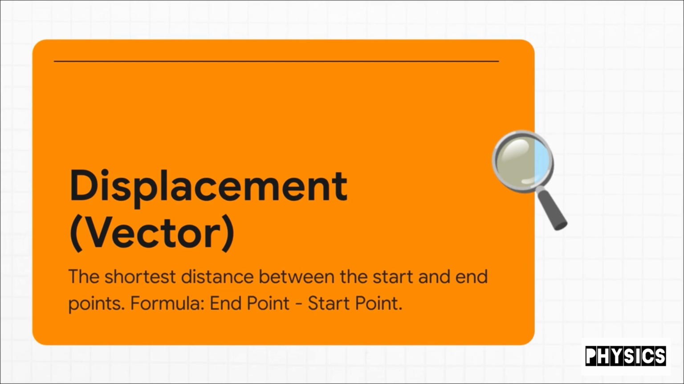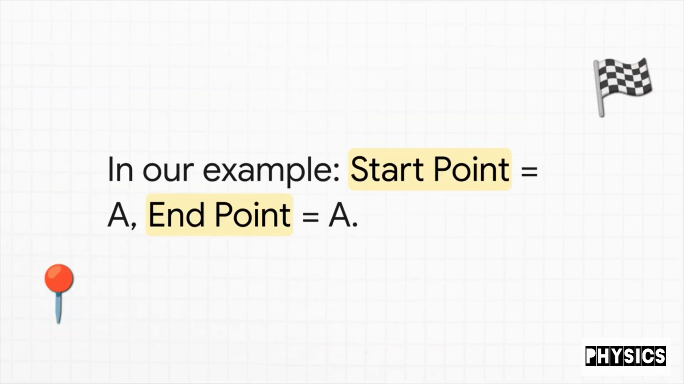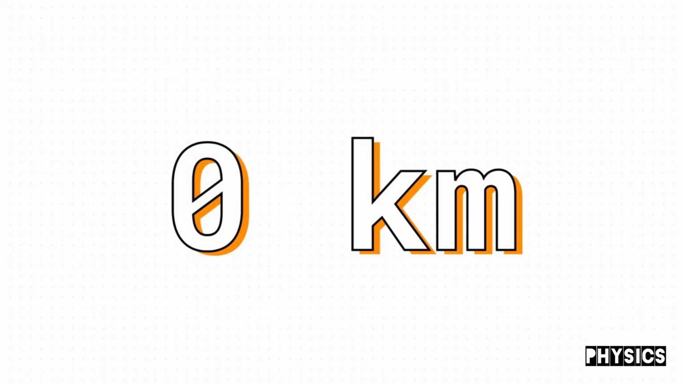Displacement is a vector quantity, which means direction is everything. It honestly doesn't care how long or winding a path you took. It only focuses on one thing. The shortest straight-line path from your starting point to your ending point. So, think about it. Where did our journey begin? At point A. And after all that walking, where did it end? Right back at point A. Now, this is the absolutely crucial detail for calculating displacement. The start and end points are identical, which means our total displacement is 0 kilometers.